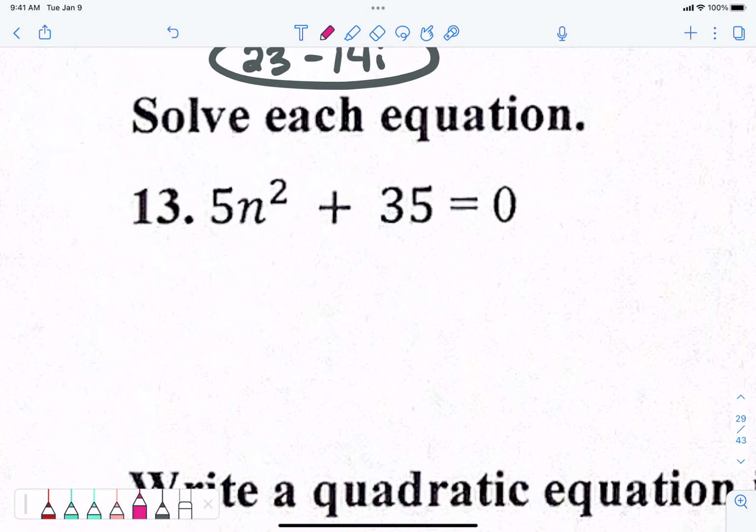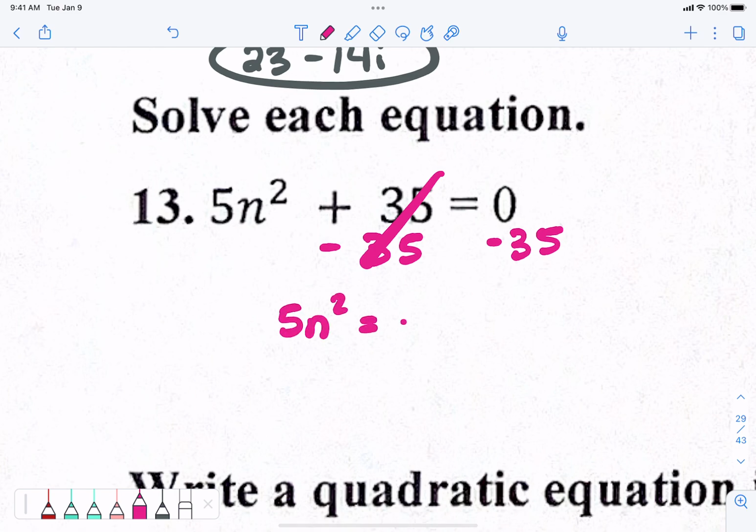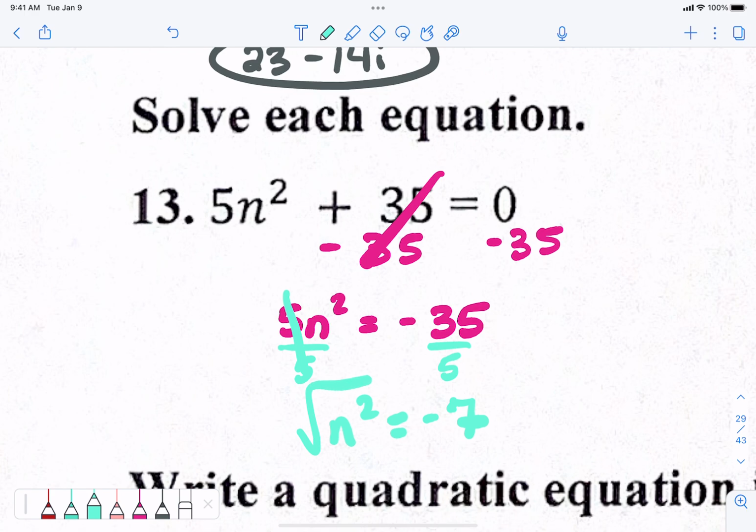I don't even know where to start. What do you want to do? Subtract 35. Sounds good to me. Let's do it. Minus 35, minus 35. 5n squared equals negative 35. And then what shall we do? Can you take the square root right now? Because I see that square and I want to take the square root really bad. Don't do it. You've got to divide by 5 first. You have to get the n squared by itself before you take the square root. What's negative 35 divided by 5? Negative 7. Okay, then I take the square root, right?